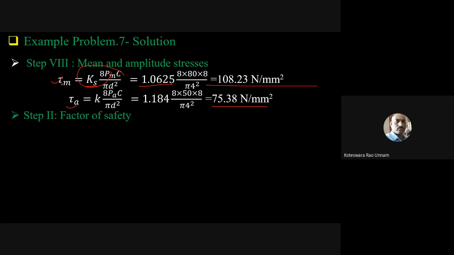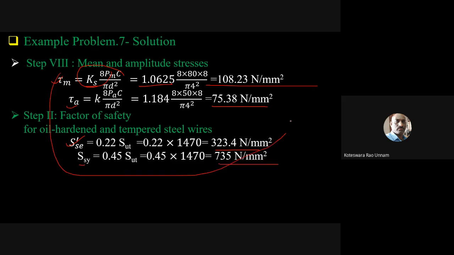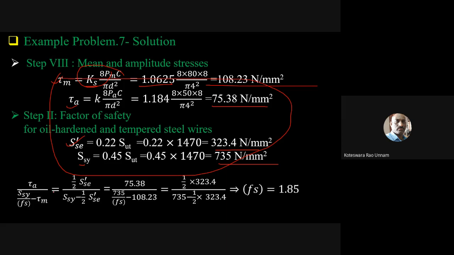Then once you have tau m and tau a and also choose the material, for that material our Ssc dash is 323.4 Newton per mm square and Ssy is 735 Newton per mm square. So now use these 4 parameters and substitute into this equation so that you can compute your factor of safety. So here, if I substitute all this data and evaluate it, the factor of safety comes out as 1.85.